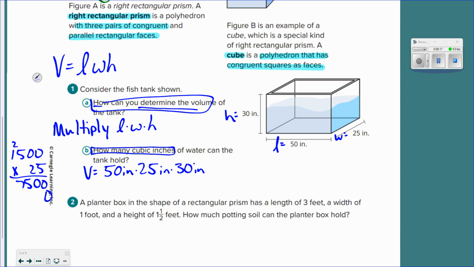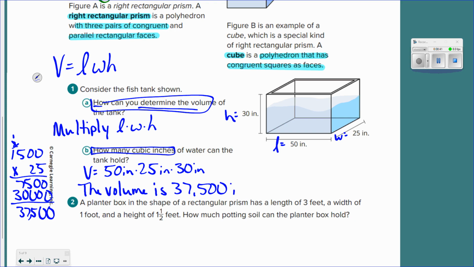Now I'm doing 2 times each of the zeros. 2 times 5 is 10, carry 1. 2 times 1 is 2, plus 1 is 3. Out of my column, 0, 0, 5, 7, 3. So the volume is 37,500 cubic inches. It's huge. Inches. All right. Stop talking.